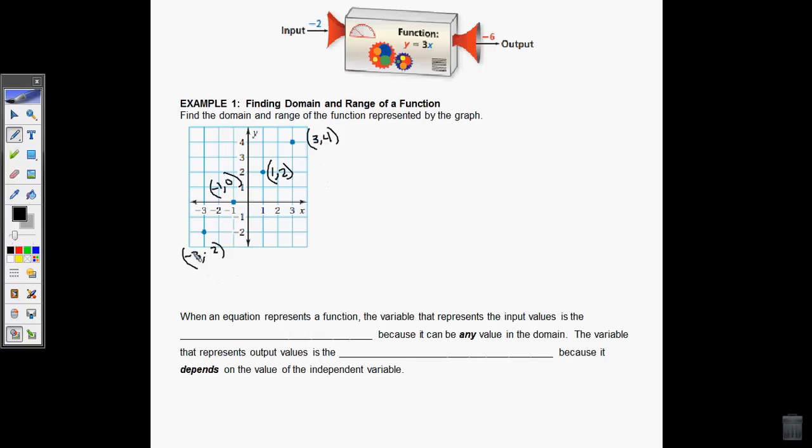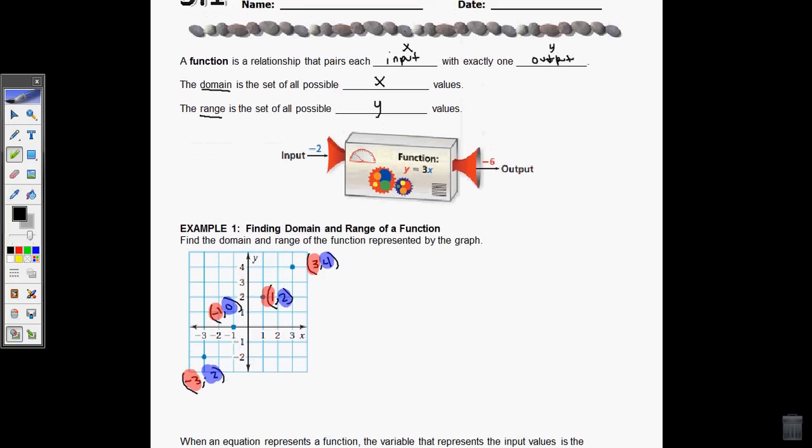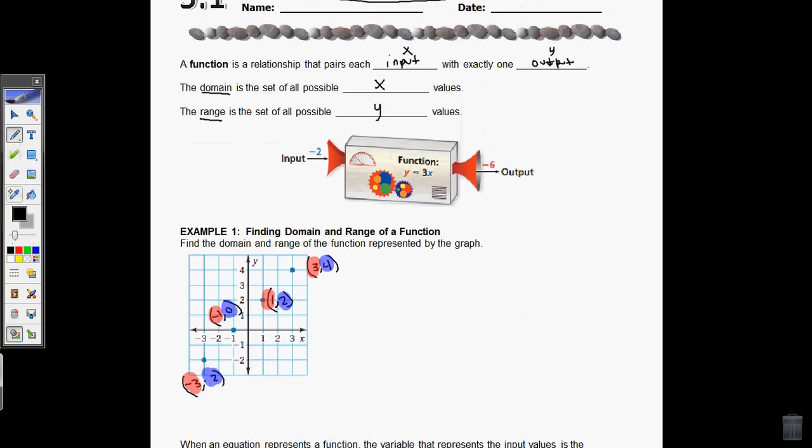So all of them consist of an x, or an input, and a y, or an output. So what I'm going to do is a little bit of highlighting. Highlight! Red is going to be my input. Input x, input x, input x, right? Those are all of the x values. And blue will be my output. -2, 0, 2, 4.